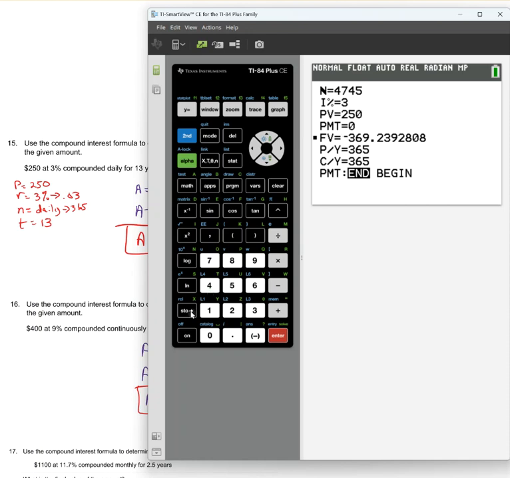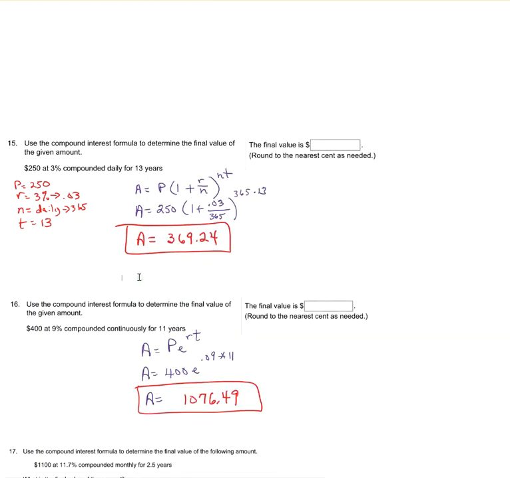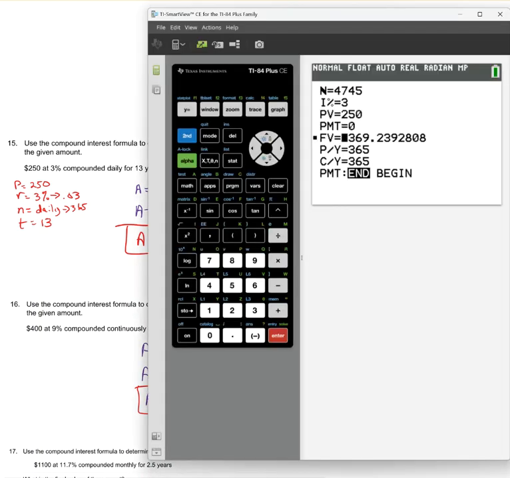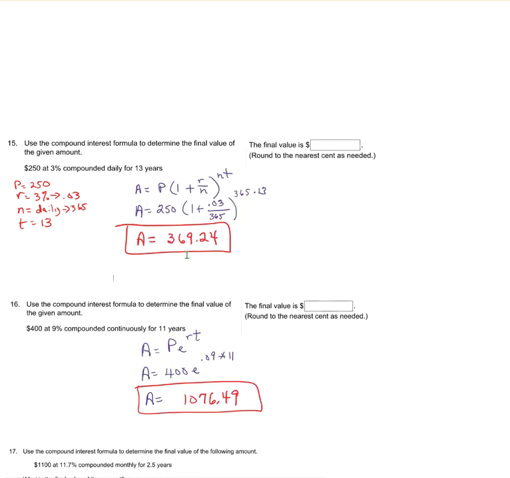And did we get that? 369.24. The reason it is negative here, I think it always ends up negative, is that the bank's paying you that money out. That's future value for you. It's coming out of their money. So you ignore the negative, and it's 369.24 rounded. You're welcome to use the app, or you're welcome to do it by hand.